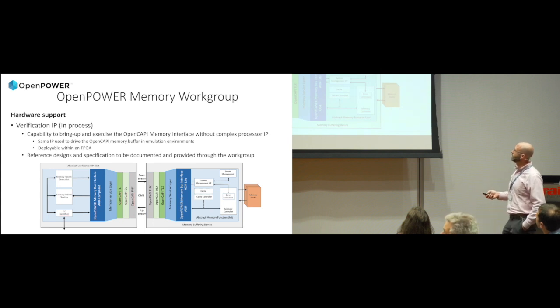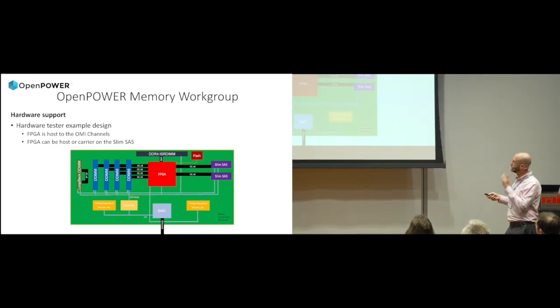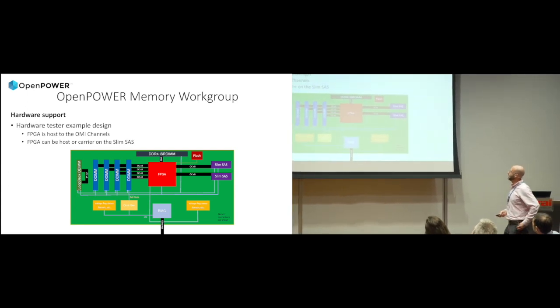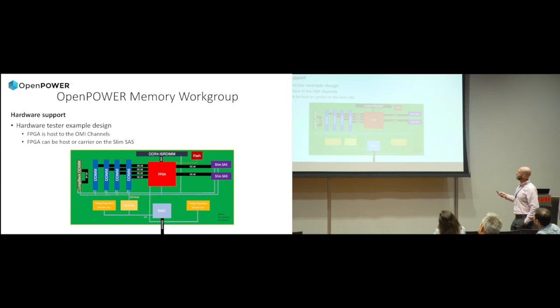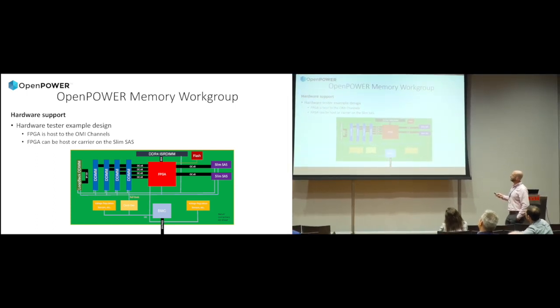And then what we can do is take that same image and plug it into the FPGA on a test platform that you would give to a vendor, right? So this test platform is also in development, right? And we'd like to make this a reference design that's provided out as needed. But this would go to memory vendors. They can plug in that same verification IP. They can drive the OpenCAPI channels on the board. This happens to be a VU9P on there. So it's set up to drive 4 OpenCAPI channels. We have 2 slim SASs over there to do other work.